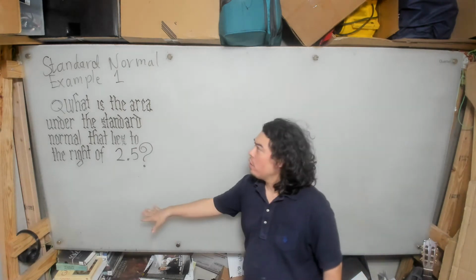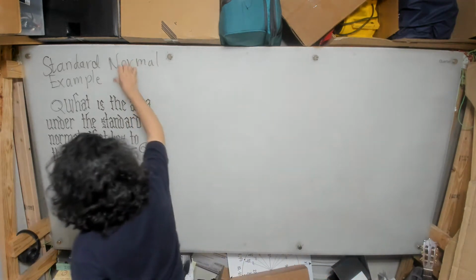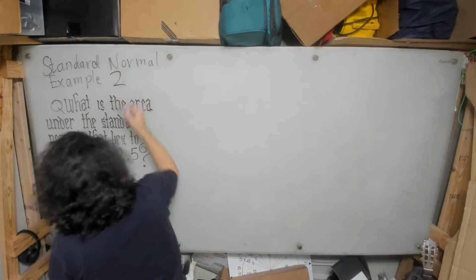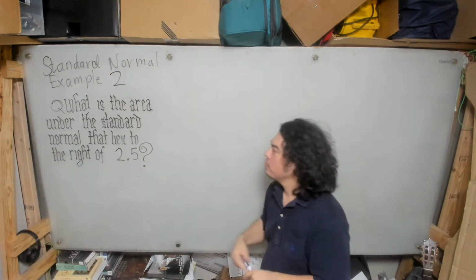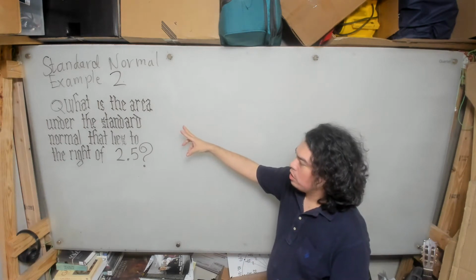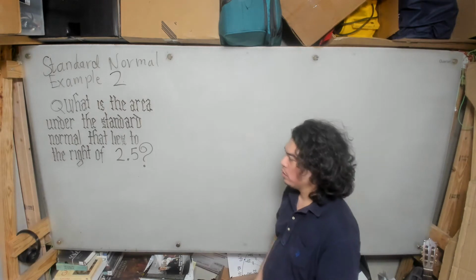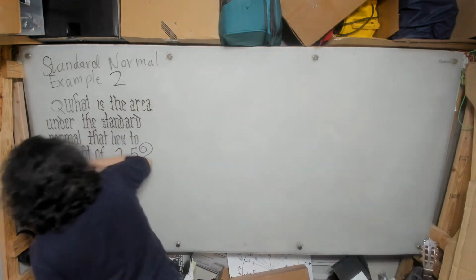Now we're going to do the following example. Oops. This is the standard normal example 2 rather, not 1. Let's read it together. What is the area under the standard normal that lies to the right of 2.5? Yes. That is our question.